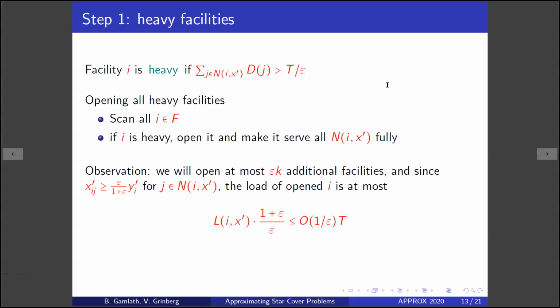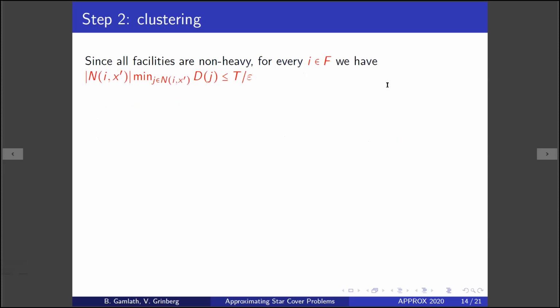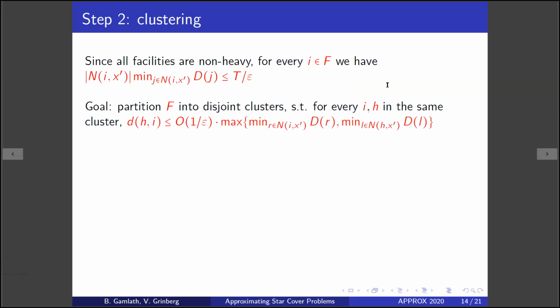One can show that in total we will open at most epsilon k additional facilities, and owing to the preprocessing step, the resulting load of each opened facility will be at most big O of T over epsilon. From now on, we will assume that all facilities are non-heavy for convenience. Our next goal is to group up clients for rerouting. We are going to partition the set F into disjoint clusters so that the distance between every two facilities within the same cluster is bounded in terms of the minimum average distance of the clients they serve.